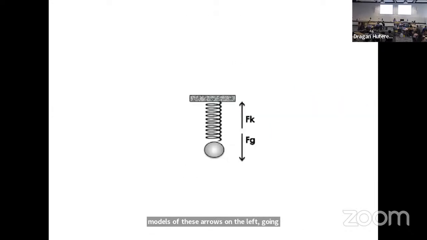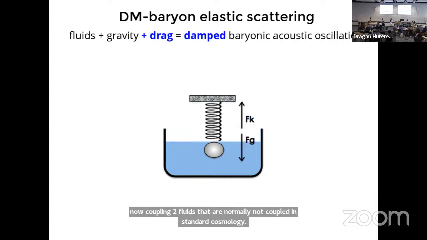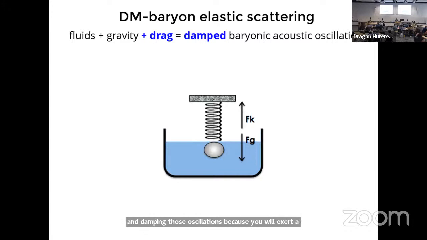You all have heard about baryonic acoustic oscillations, which is like this system here, where you have the potential wells, and then you also have the elasticity of the spring, which is like the pressure of the radiation that the baryons are coupled to. If you add interactions between baryons and dark matter, you're now coupling two fluids that are normally not coupled in standard cosmology. That's like dunking the system into a bucket of water and damping those oscillations, because baryons will now feel a drag force that comes from them scattering with dark matter particles.